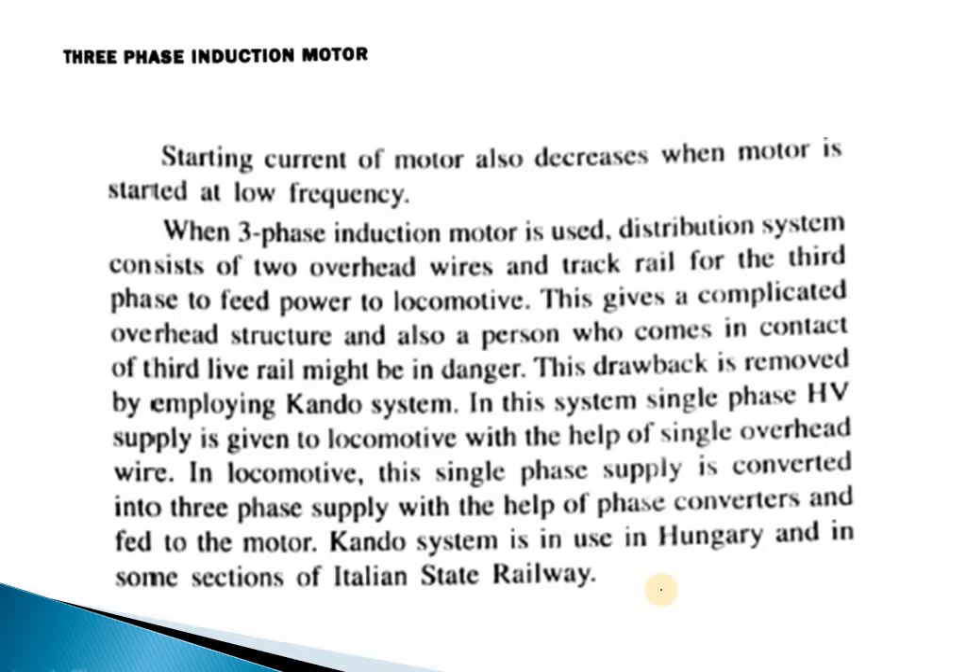When a three-phase induction motor is used, the distribution system consists of two overhead lines and the track rail for the third phase to feed power to the locomotive. This gives a complicated overhead structure. That is another difficulty for using a three-phase induction motor in case of traction.